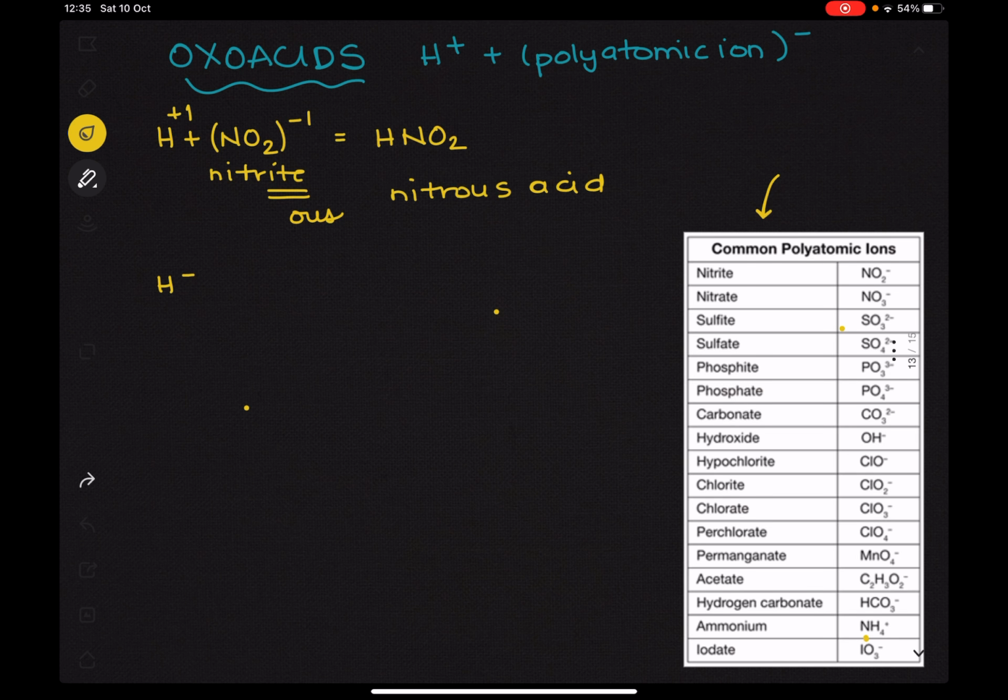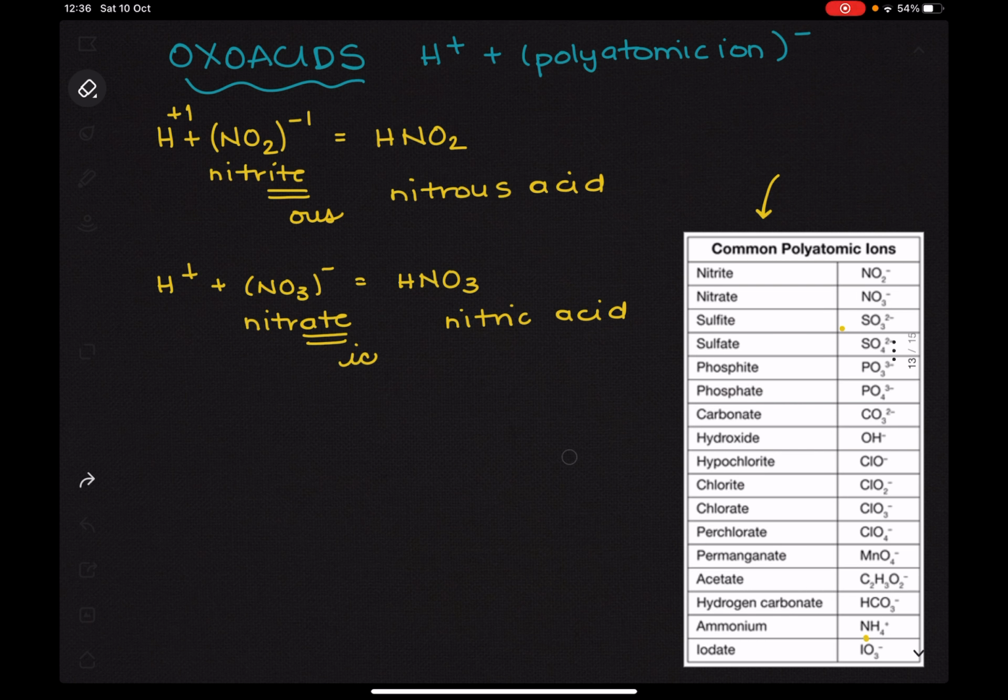What happens if I choose the nitrate? So I have H plus NO3 minus, I form HNO3. This is the nitrate. So the ate changes to ic. So what is the name of this compound? This is nitric acid. So it depends on the termination of your ion, if you name it ous or if you name it ic.